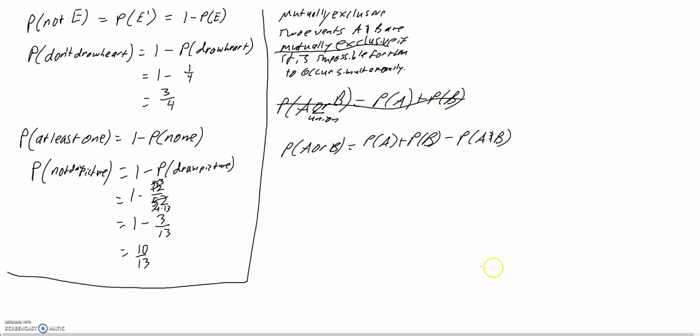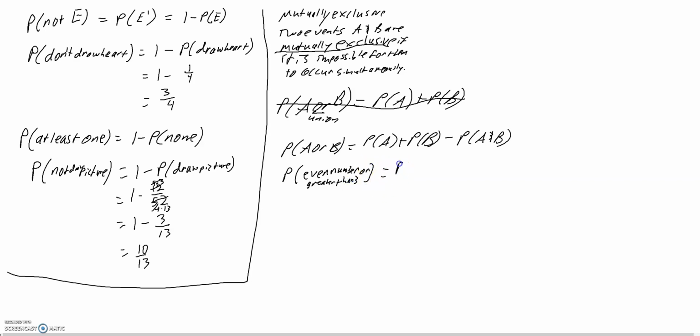So now, let's go ahead and take a look at some examples here. Make sure that we can get a nice intuition or foundation. Okay, so let's suppose that I am rolling dice. Okay, I want to know what is the probability that I get an even number or a number greater than 3. Okay?